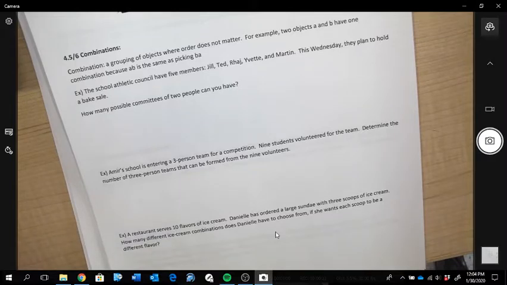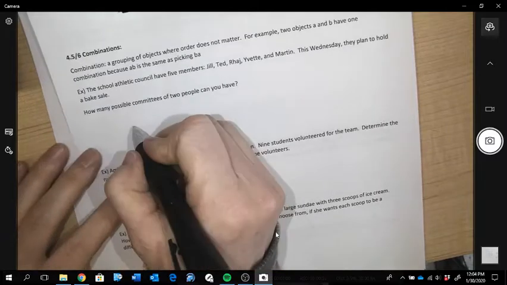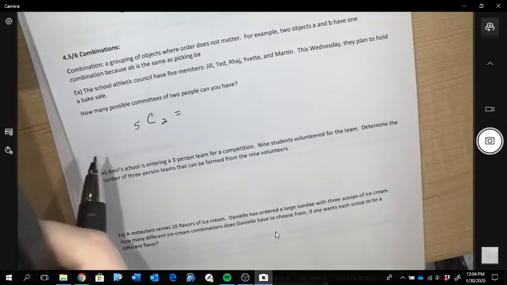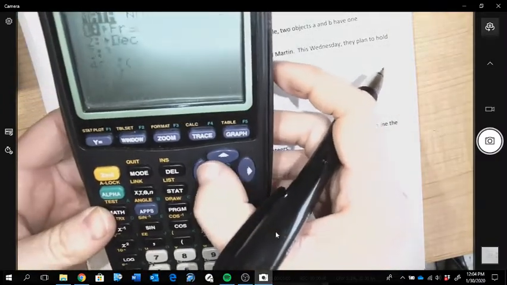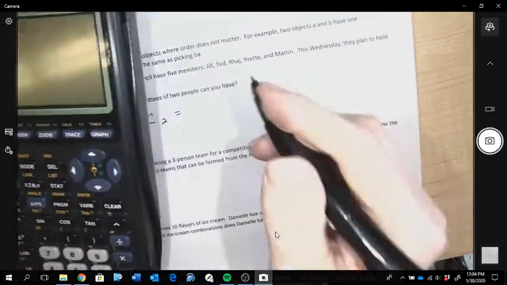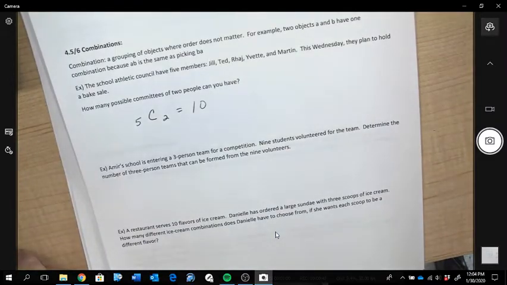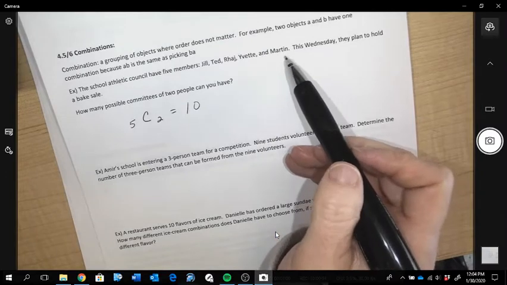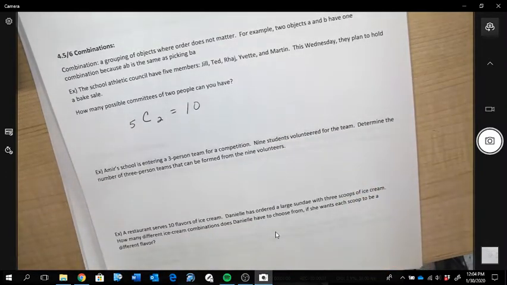Example: the school athletic council has 5 members. This Wednesday they plan to hold a bake sale. How many possible committees of 2 people can they have? So you have 5 and you're going to choose 2 of them. Now you're doing the same thing as in probability, with the C down here. So you have 10 committees. For instance, if I had done Jill Martin and then Martin Jill, that's just one committee, right? A permutation would account for them being in different order, but a combination doesn't.